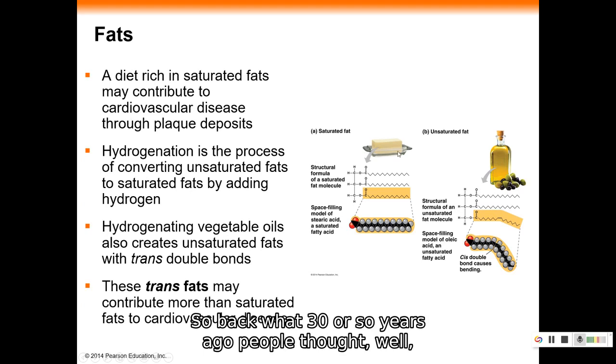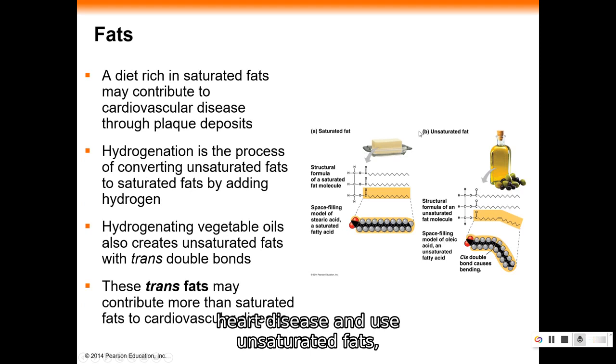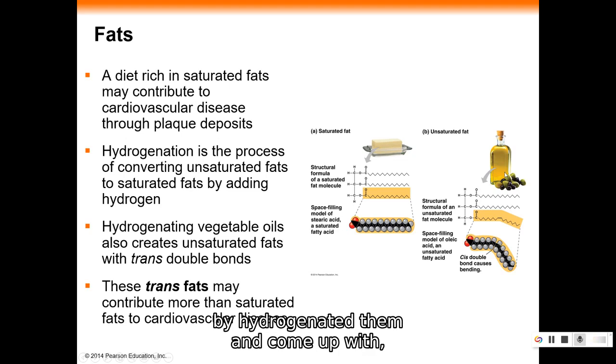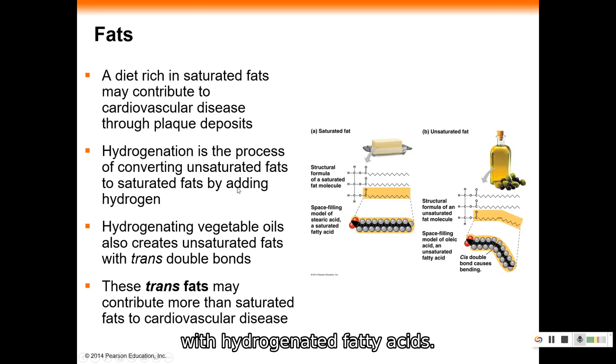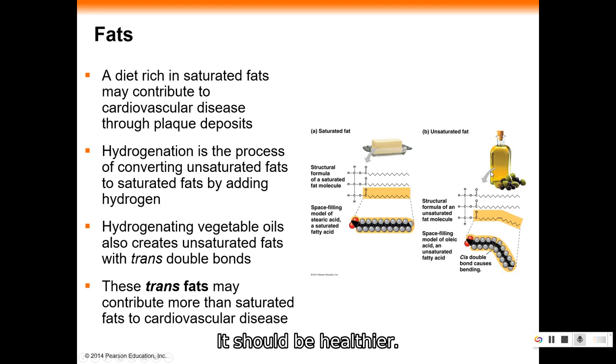So back 30 or so years ago, people thought, well, why don't we take unsaturated fats that don't cause heart disease and make them solid at room temperature by hydrogenating them, and come up with hydrogenated fatty acids. And maybe it'll still be a plant oil, so it should be healthier. And so they created things like margarine. Today we call them trans double bonds.